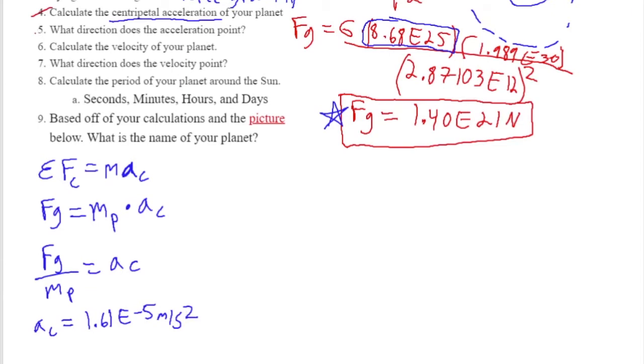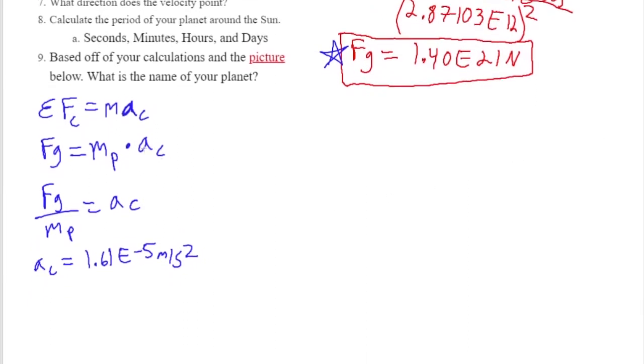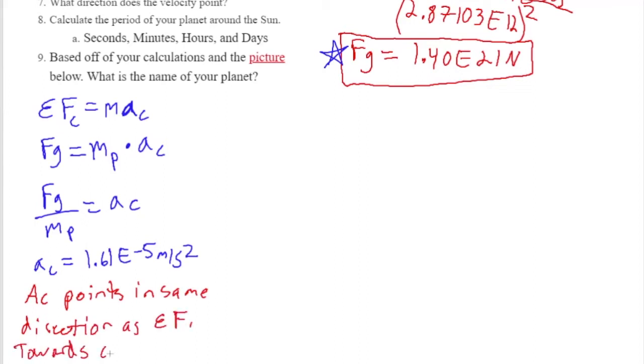Now that we've calculated our centripetal acceleration, we want to find out what direction does it point. Well, this is the same that it's always been. Acceleration in terms of net force is going to point in the same direction as that net force. And since our net force is only force gravity, and since force gravity is pointing towards the center of the planet, our acceleration is going to point towards the center of the planet.